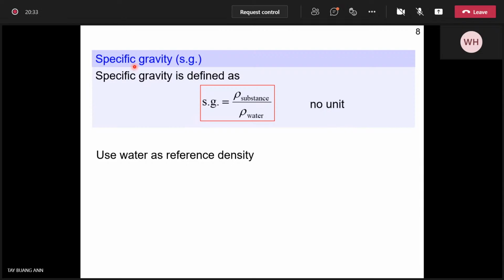Now let us look at this. Just now we already said, right? Because the density of water is nice, 1,000, and also we can get water everywhere around us. It's a very abundant material everywhere.